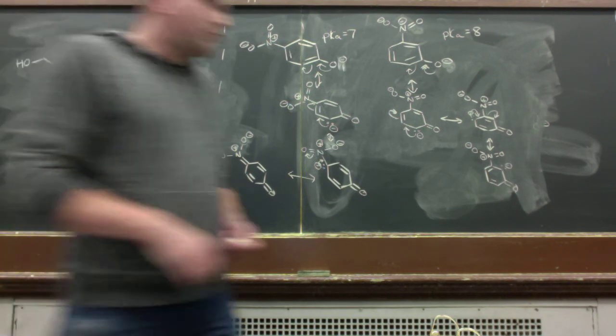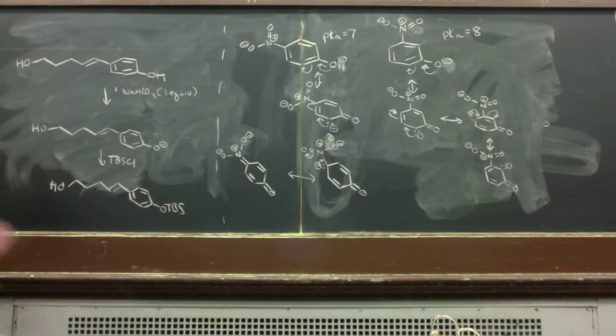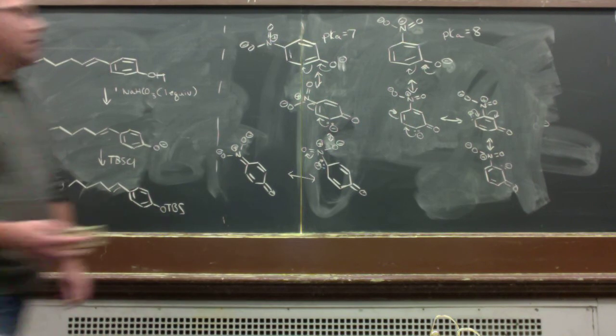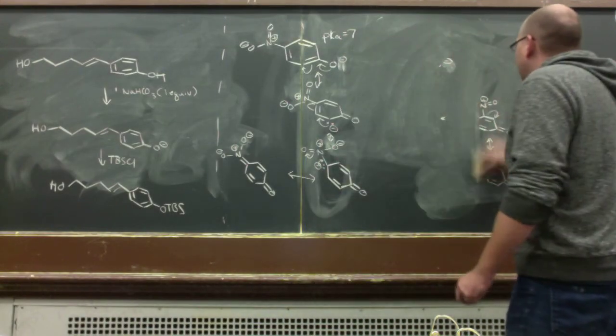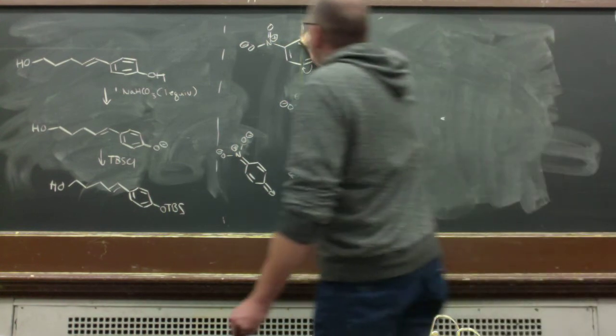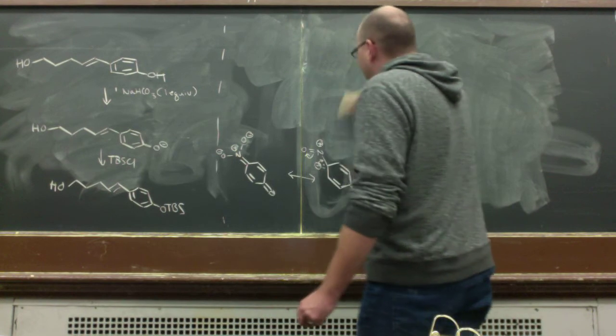Now, if we look at this example over here, where I was able to deprotonate a phenol, and then I did basically silylation with TBS. Okay, so I in fact did O-alkylation in this case.